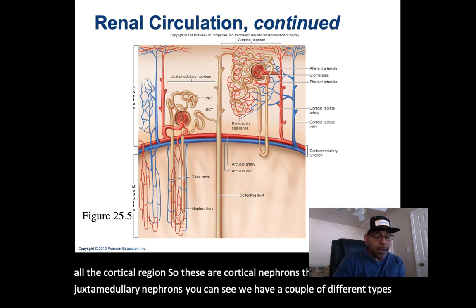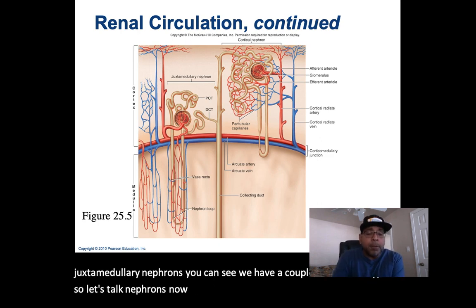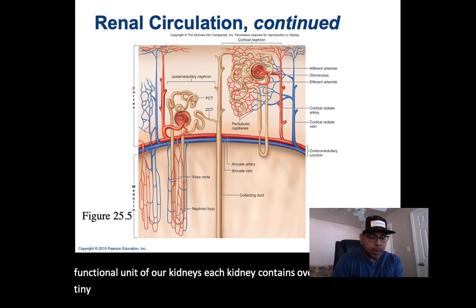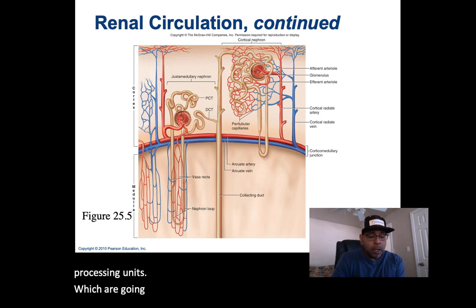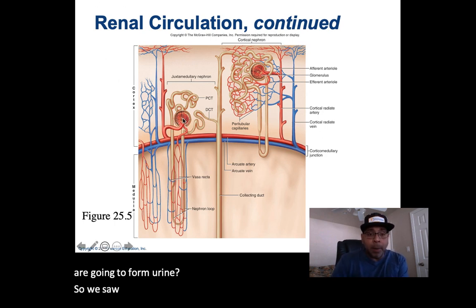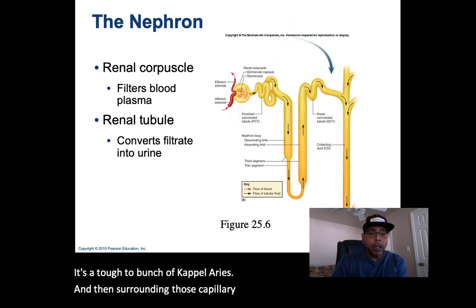So let's talk nephrons. Nephrons are going to be the structural and the functional unit of our kidneys. Each kidney contains over 1 million of these tiny blood processing units, which are going to carry out the processes that are going to form urine. So we saw the glomerulus first here. The glomerulus is a tuft of capillaries. It's a tuft, a bunch of capillaries. And then surrounding those capillaries you can see the renal corpuscle.